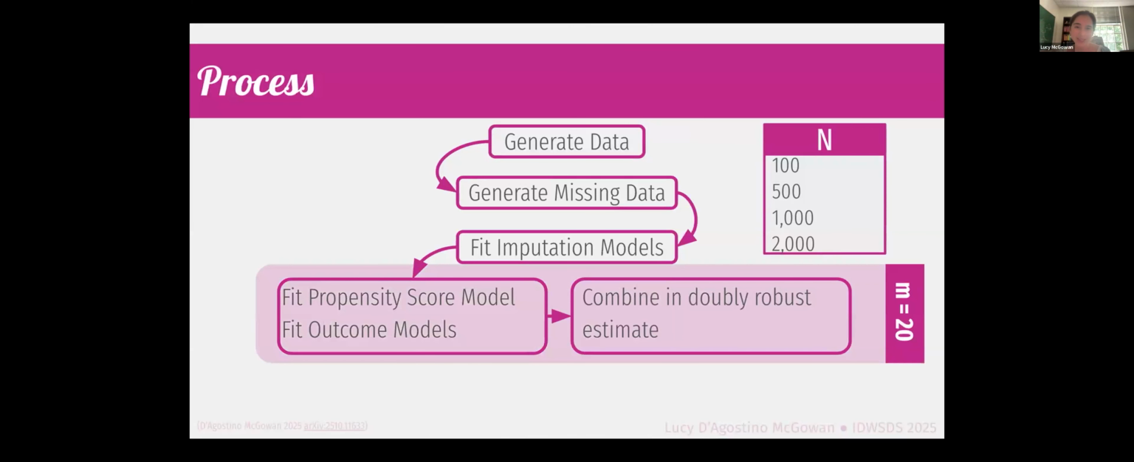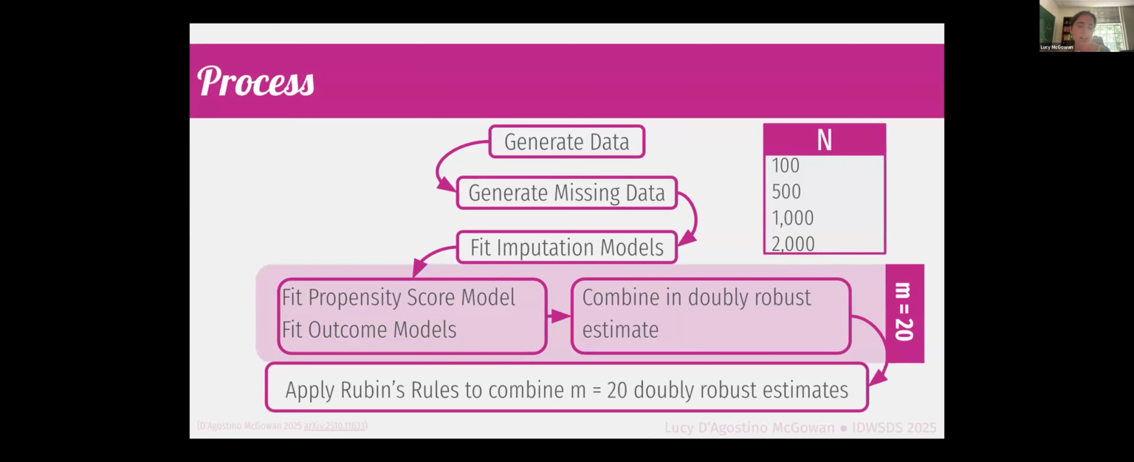I did that 20 times, and so we did 20 imputations per run, and then applied Rubin's rules to combine those 20 doubly robust estimates. And we did this, each of these steps, we did 500 simulations for each of the different sample sizes under each of the different conditions.